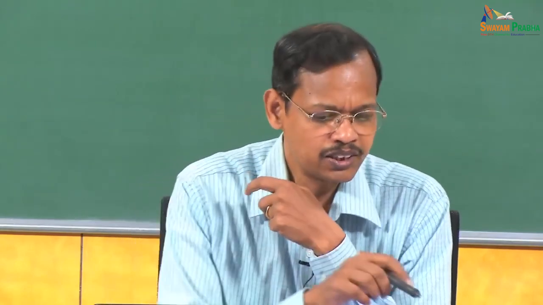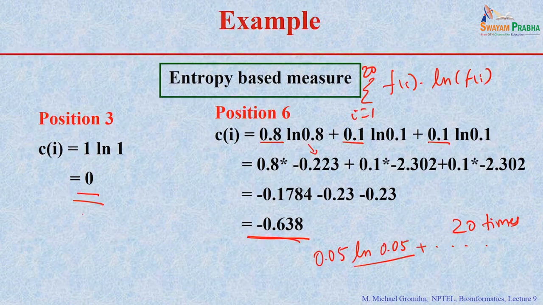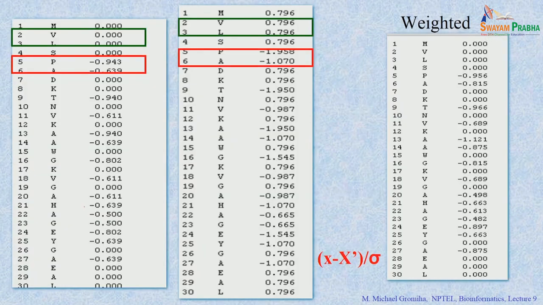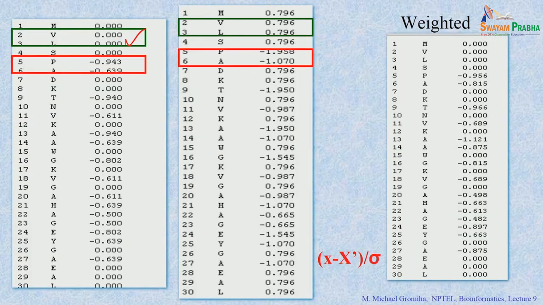Position 3 is the leucine, right? We get 0, and here this is the value we get, equal to 0. So, it matches with the number. You can see 3 is equal to 0. Then we checked position number 6, that is alanine. With position number 6, we checked the values and got minus 0.638. Here also, in this program, we get minus 0.639.